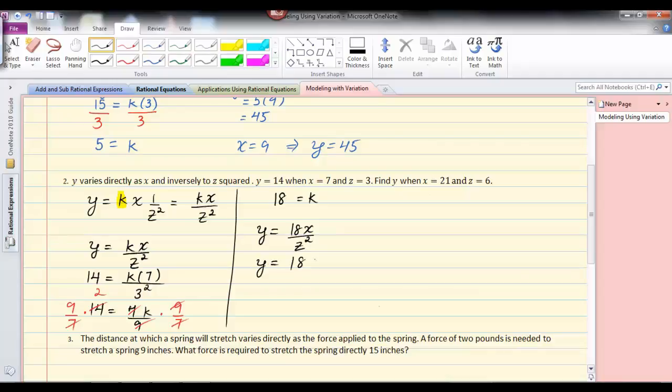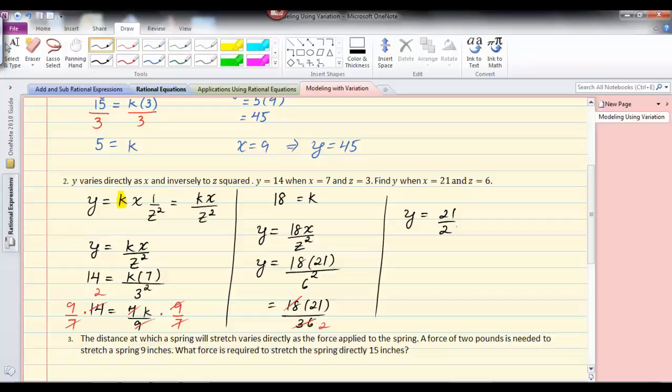18x, I know that's 21, so 18 times 21, over z squared. Z is 6 squared. So that's the same thing as 18 times 21 over 36. Simplify that further. If you recall, 18 goes into 36 twice. So what do you get? Y equals 21 over 2.